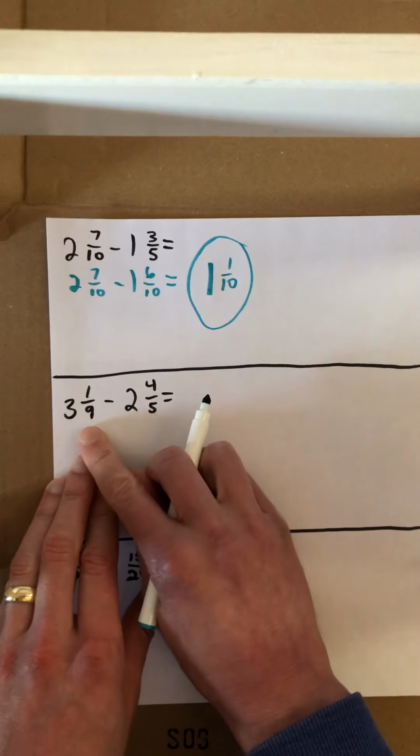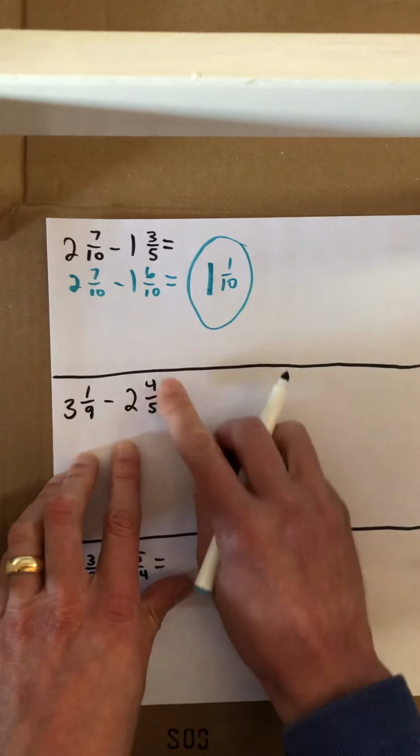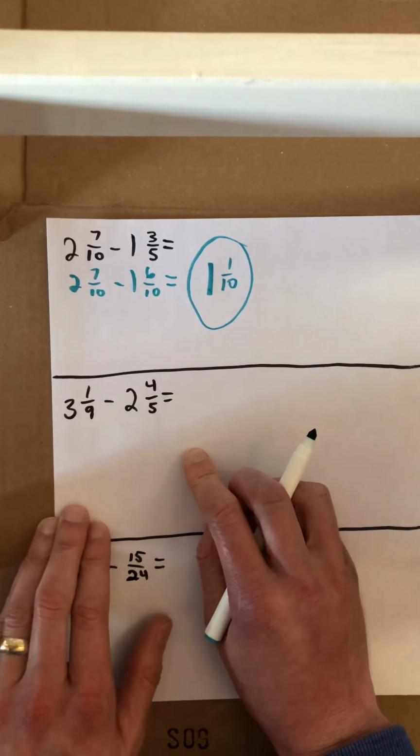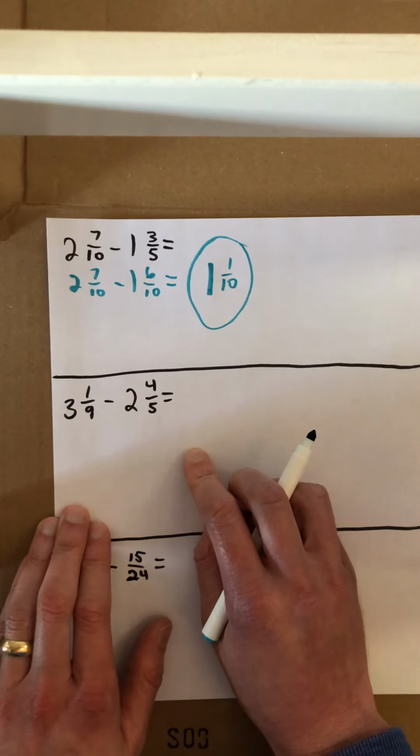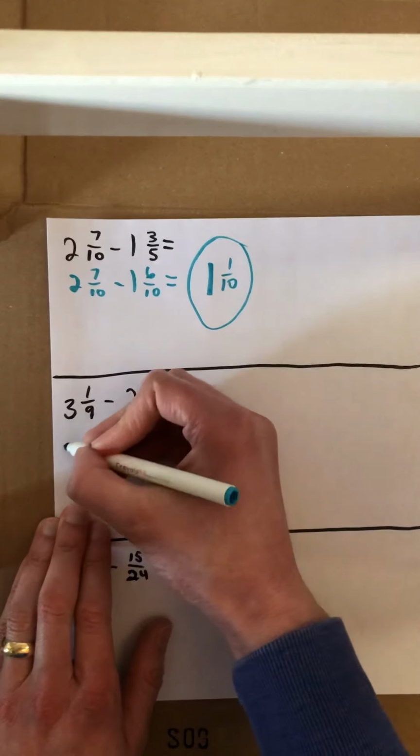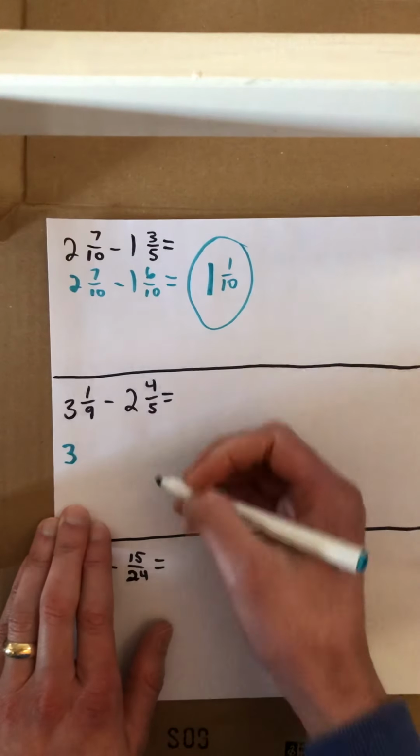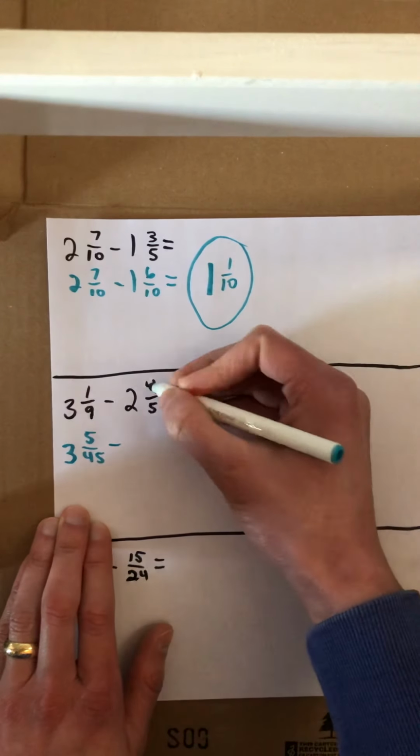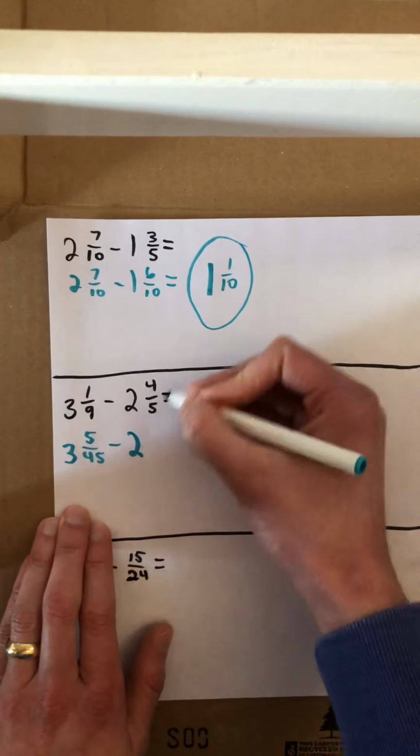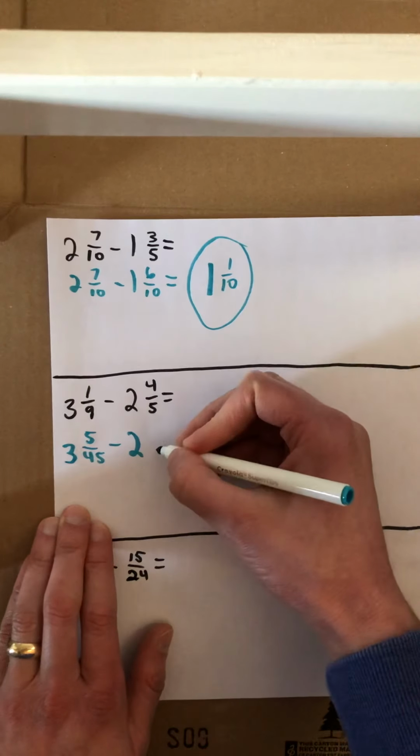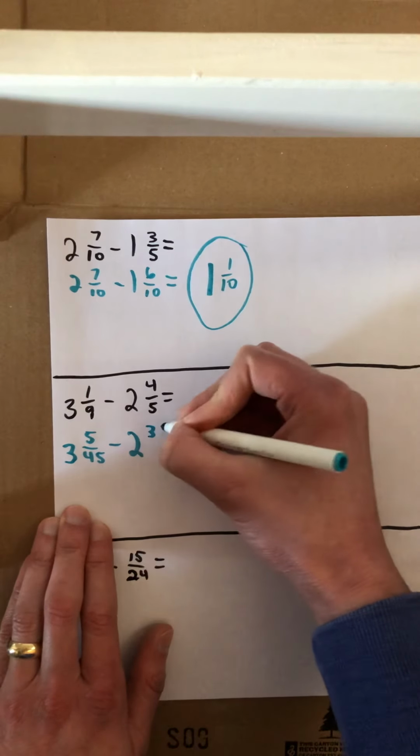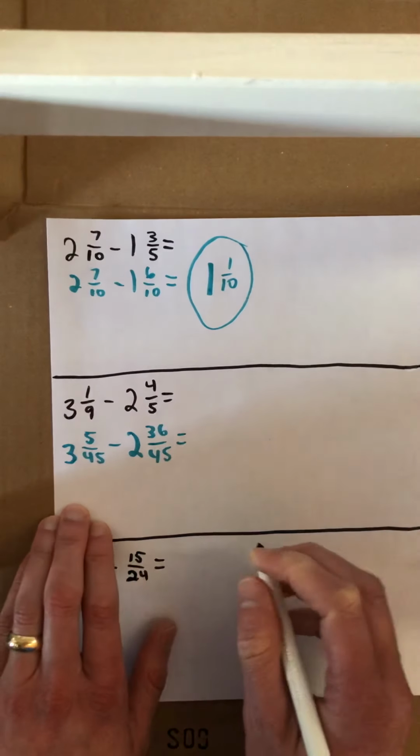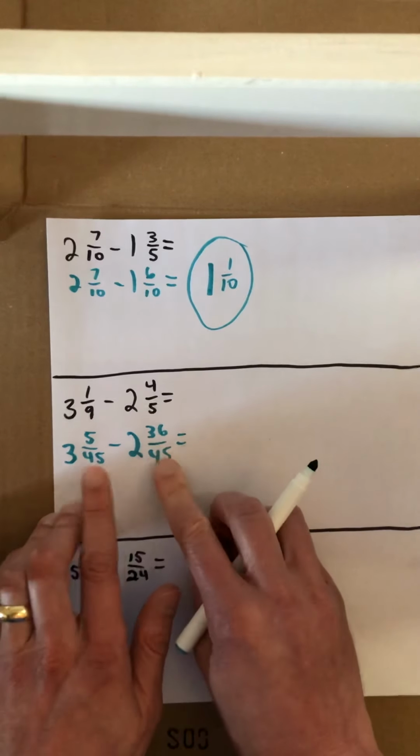Now we've got 3 whole and 1/9, take away 2 whole and 4/5. So again, I need to find a common denominator, a bottom number that I can use for both of them. So I'm going to make these both out of 45. Multiply top and bottom of this one by 5. That gives me 5 out of 45. Multiply top and bottom of this one by 9. So that one is going to give me 36 out of 45. And this is why I check to make sure I can subtract my fractions first.